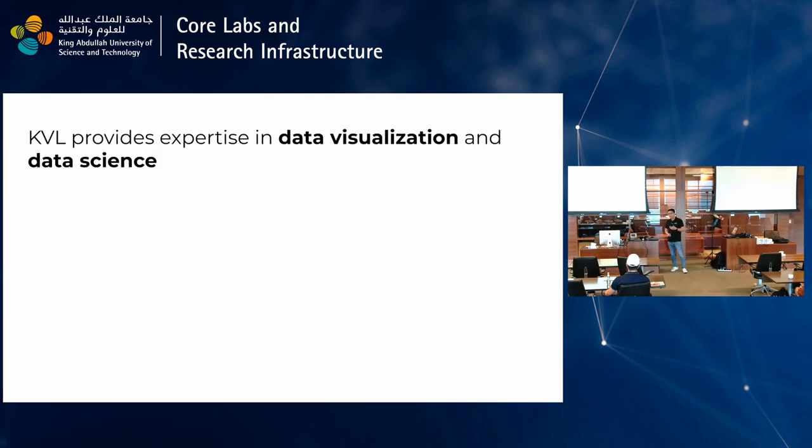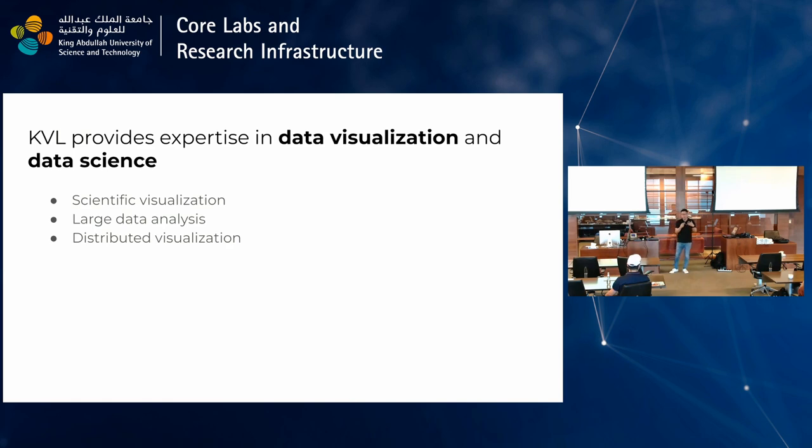It's one of the 12 core labs in Chaos. Basically, we provide expertise in data visualization and data science, and we cover different topics. We have 6 PhDs who can help you with your data visualization and data science. One of the topics is scientific visualization: if you're running simulations on Shaheen, for example, we have someone who can help you visualize the data that you compute there.